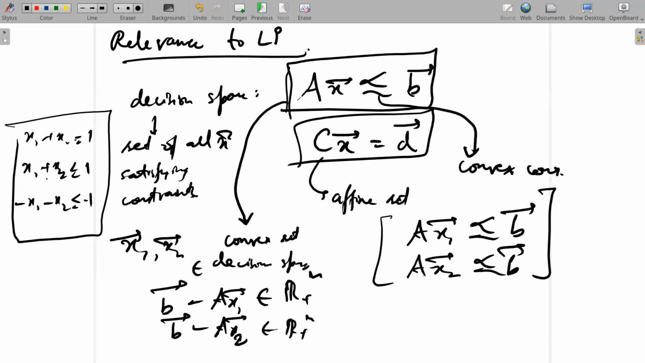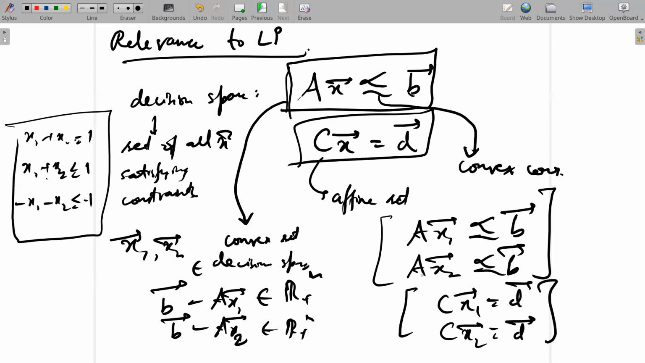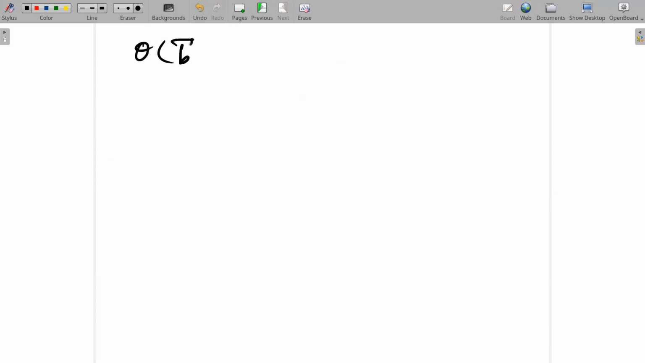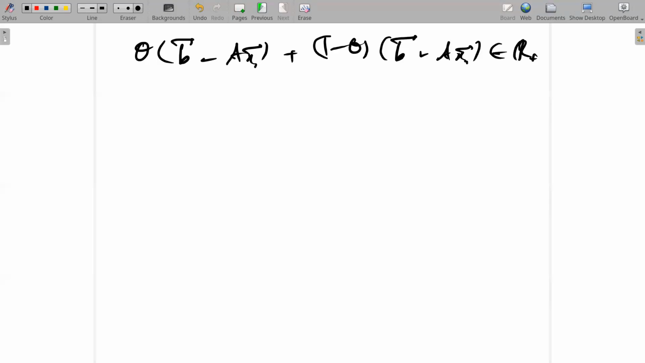And actually, this is not the only constraint. We also have Cx is equal to d, but that is actually much easier to handle. Cx1 equals d, and Cx2 also equals this vector d. But we'll handle that later. But we know that R plus to the n is a convex set, it's a convex cone, right? So if I take a convex combination of these two vectors, that will again be in R plus to the n. So let's say I take theta (b minus Ax1) plus (1 minus theta)(b minus Ax2). So this also belongs to R plus to the n, right? Are you with me? Yes, yes.